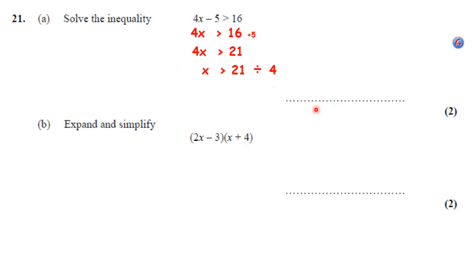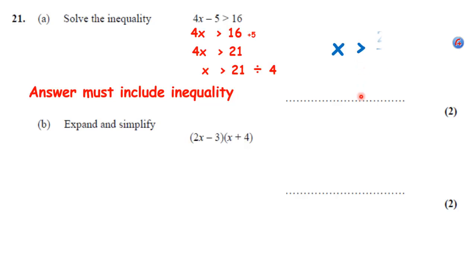I need to do this, 21 divided by 4. 4 does not go into 21 an exact number of times, right? So for my answer, I could write my answer as a fraction, but remember, I need to put the inequality in my answer. So 21 divided by 4, leaving it as a fraction, it looks like this. x is greater than 21 over 4, and that's totally acceptable, right? You need to put the x is greater than bit, as I said, must include the inequality, and so this bit here needs to be in your answer.